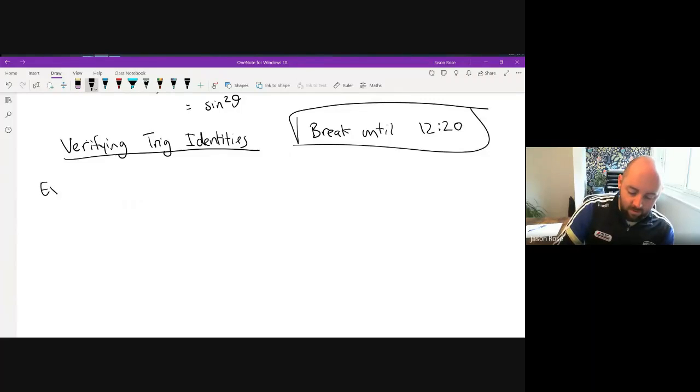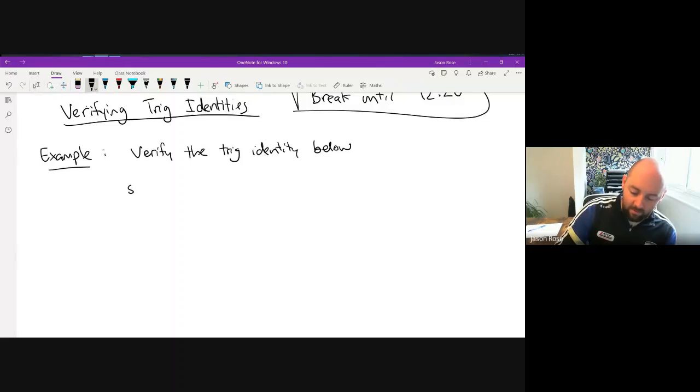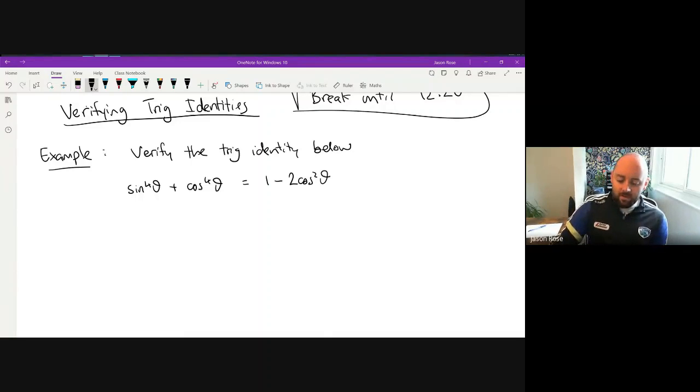So I'm going to talk through this with an example. The example is to verify the trig identity below, and it is sine to the power of 4 of theta plus cosine to the power of 4 of theta equals 1 minus 2 cosine squared theta.